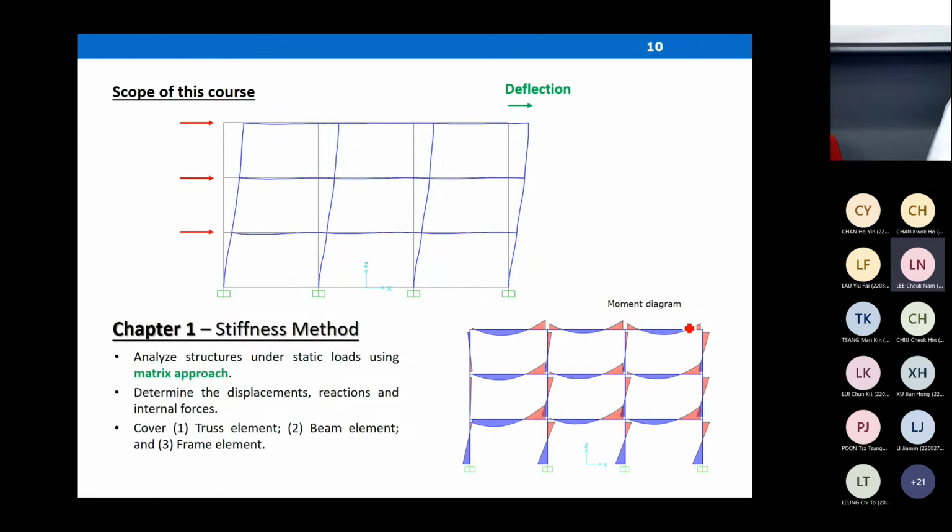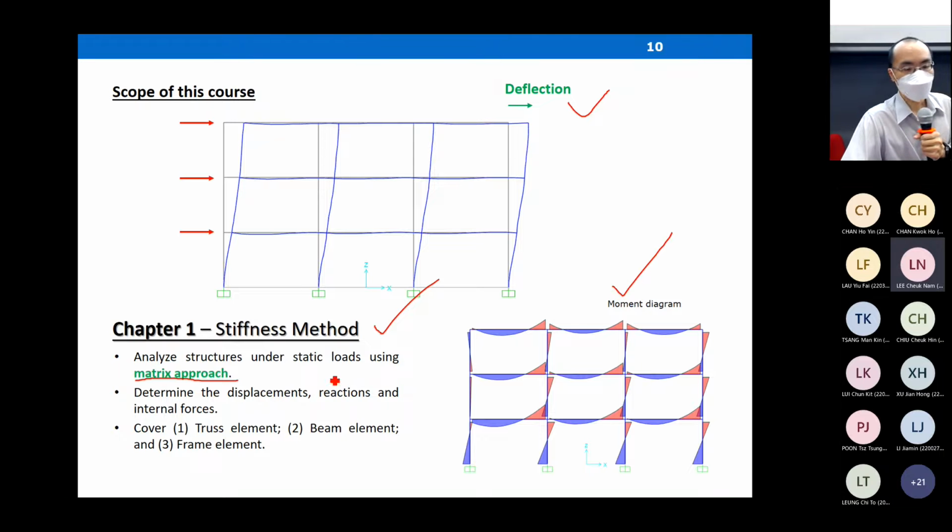So finally, going back to the scope of this module, what you are going to learn. At the beginning, today, we start to discuss the simplest method. The simplest method is also called the matrix method, matrix approach. You can use the matrix approach to solve static problems: find the moment diagram, find the deflections, and find other things.